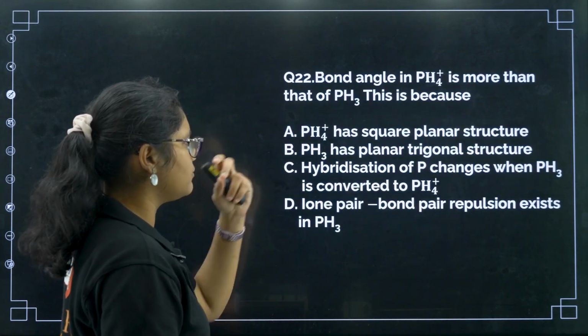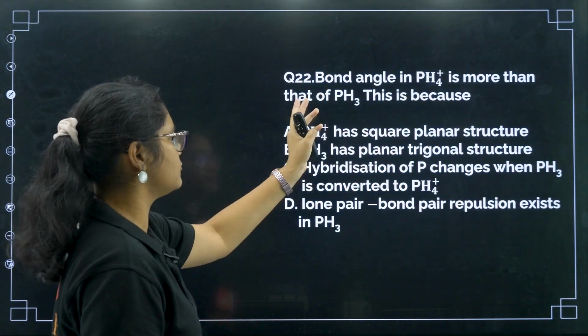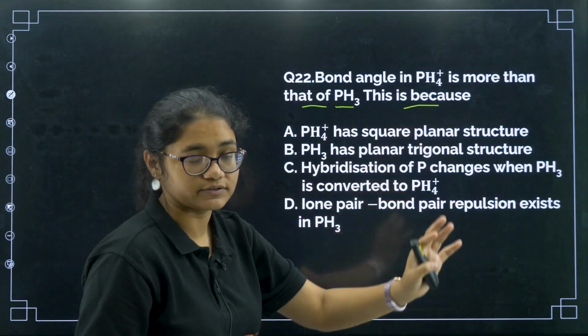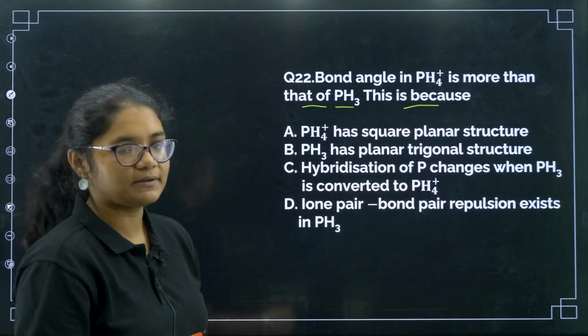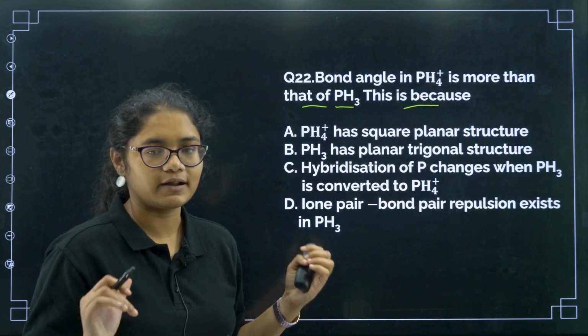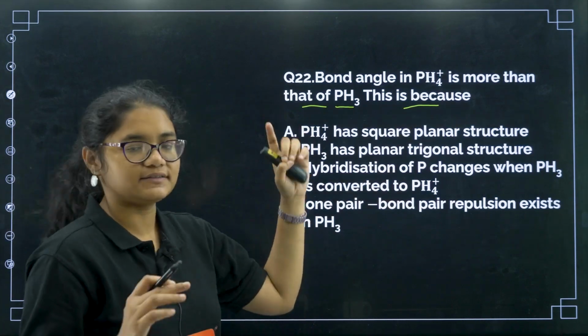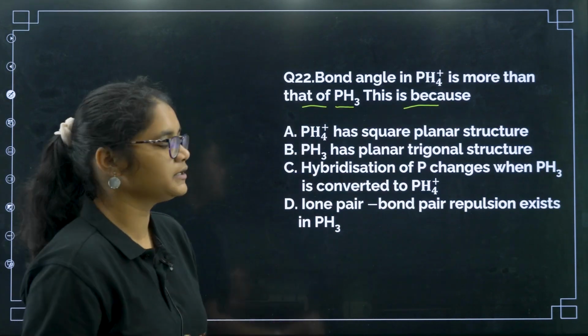Next, question number 22, bond angle in PH4 plus is more than that of PH3. This is because in PH4 plus there is no lone pair. It is a tetrahedral structure, and in PH3 there is a lone pair, so lone pair bond pair repulsion takes place.